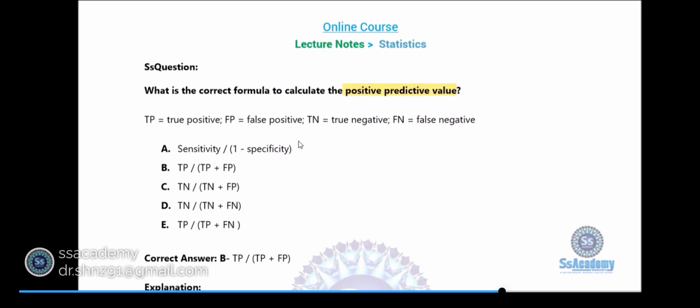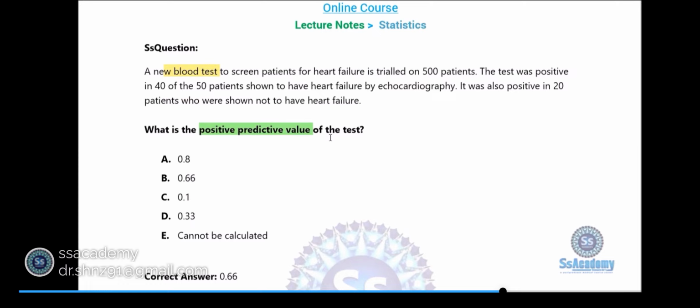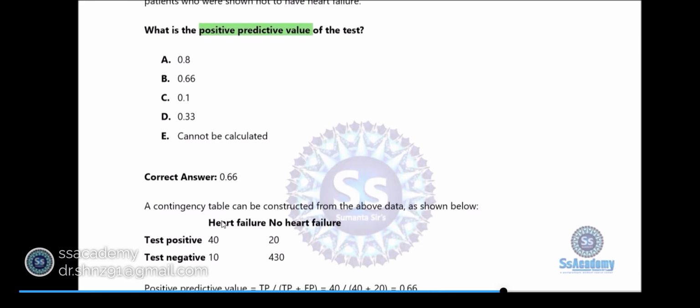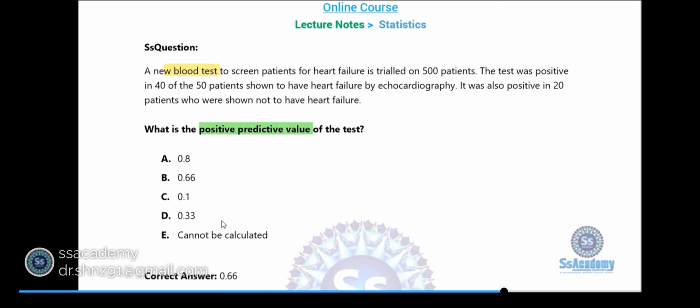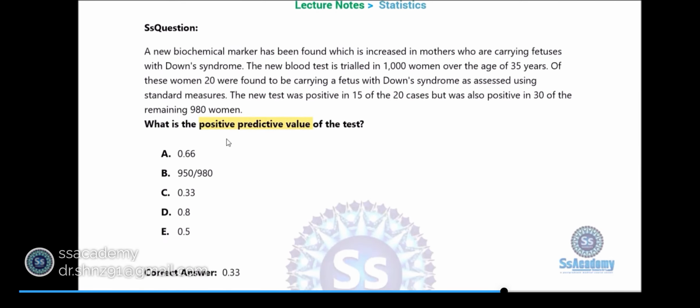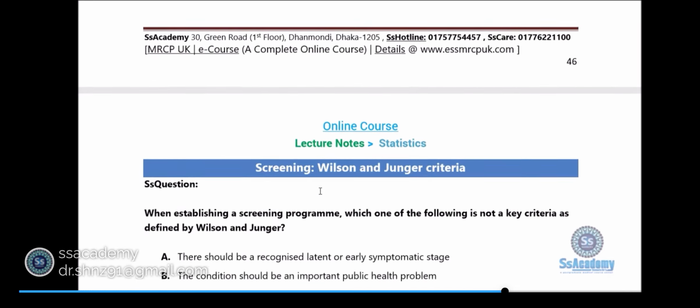What is the positive predictive value? Positive predictive value is nothing but the true positive divided by true positive plus false positive. So you need to make the contingency table first: heart failure, no heart failure, test positive, test negative. So 40, 20, 10 and 430. You need to make them first so that we can get the positive predictive value of 0.66. Same here, you need to make the contingency table first before doing the calculations, my dear.